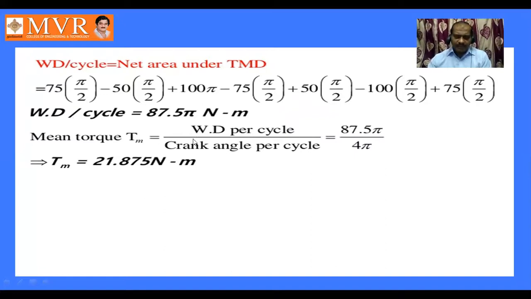Mean torque is equal to work done per cycle by crank angle per cycle. So 87.5 by, what is the crank angle per cycle? It is going to make 2 revolutions. One revolution is 360 degrees, 2 revolutions is 720 degrees. So I have written 4 pi value here. Thereby mean torque is equal to 21.875 Newton meter. We calculated the mean torque. Remember, we have calculated the mean torque using the formula work done per cycle. So if you convert it to 87.5 pi, that is 87.5 pi by 4 pi.